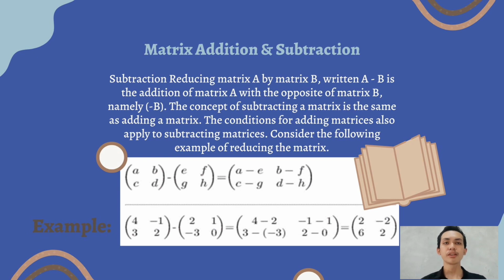Subtraction. Subtracting matrix B from matrix A, written A minus B, is the addition of matrix A with the opposite of matrix B, namely minus B. The concept of subtracting a matrix is the same as adding a matrix. The conditions for adding matrices also apply to subtracting matrices. Consider the following example of subtracting matrices.